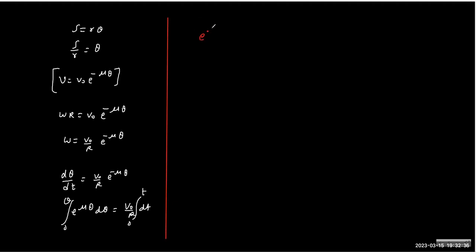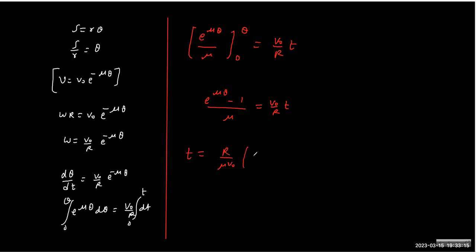So e power mu theta will become the same integration upon mu, if you know the integration rule. And in case of an exponential relation, the lower limit will always give you a non-zero answer. So you have to be very careful that whenever we have an exponential or cosine relation, the zero will not give you zero. E power zero becomes one actually. So what we get is (e power mu theta minus one) upon mu. So the time and the angle relation is also possible. There are so many types of relations, right? You just manipulate things and keep on getting new answers.